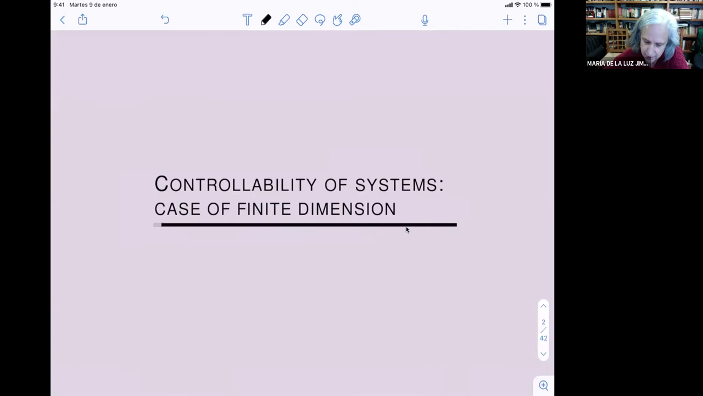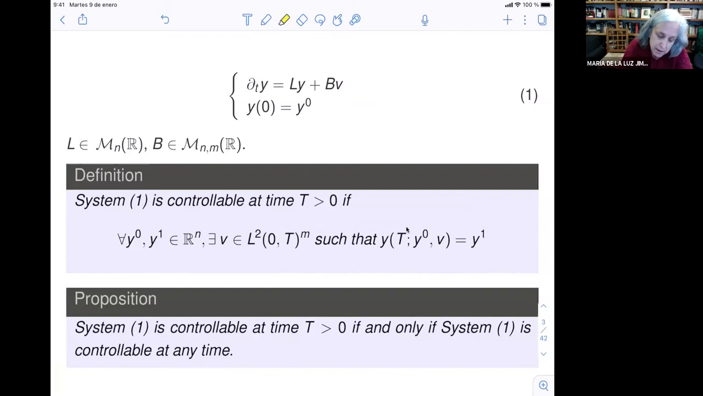When we have an ordinary differential equation with L, a matrix n times n, and B, a matrix n times m, we want to act on this equation by means of the control V and the matrix B, to get an exact controllability objective. That is, for every initial datum and final datum y1 in R^n, we look for a control V such that the solution of this ODE satisfies at time capital T that y(T) is exactly the point y1.